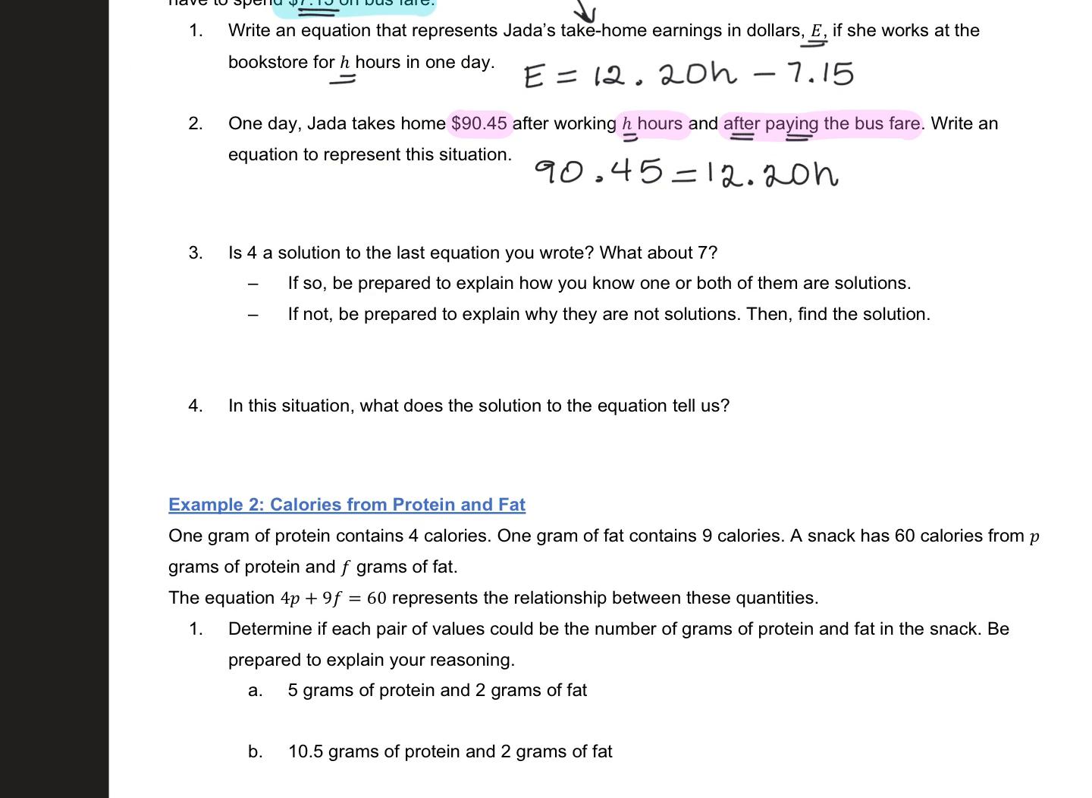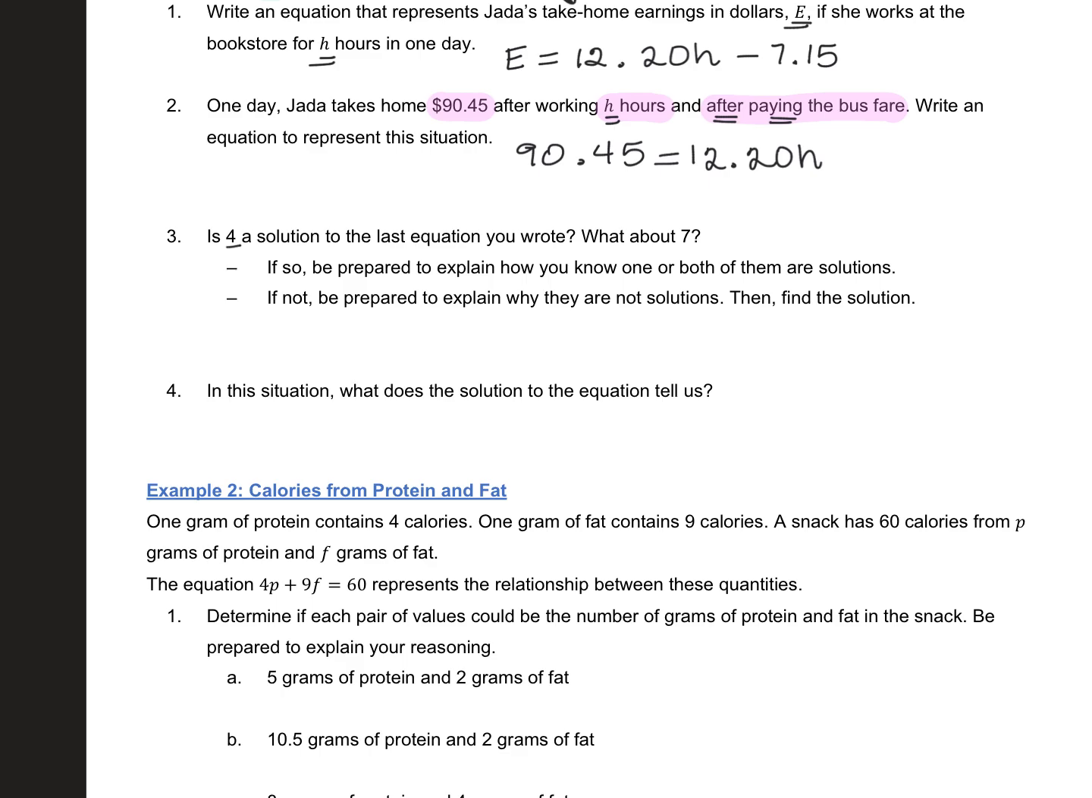So for 3, we want to see if 4 is a solution to the equation we wrote or 7. So we're talking about this equation here. So we have 90.45 equals 12.20 times 4. So we're trying to see, are those equal? So go ahead and try those on your calculator.